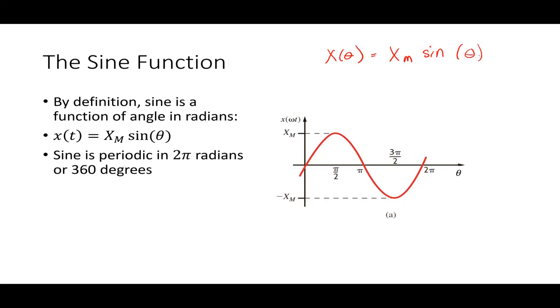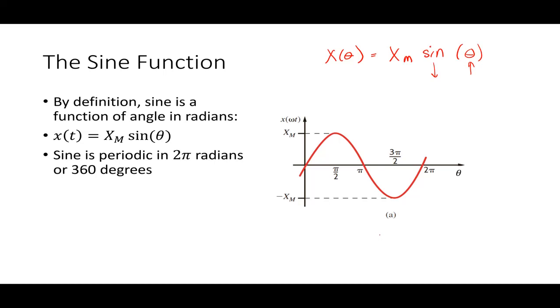By definition, sine is periodic in 2 pi radians or 360 degrees. I should be careful about that. If I use a calculator, sine by definition is periodic in 2 pi radians, not really 360 degrees. For instance, in MATLAB, if I want to use the sine function, I need to understand that the input is expected to be in radians. If I am entering something in degrees, I need to do a conversion.